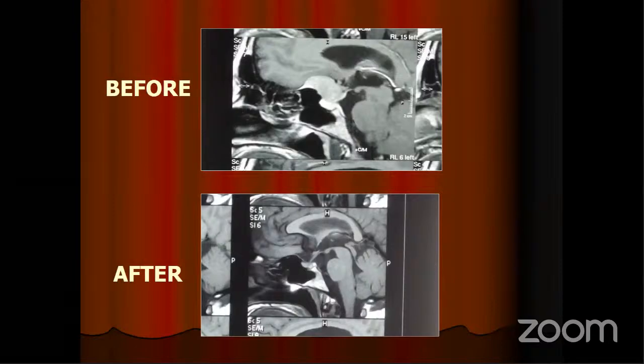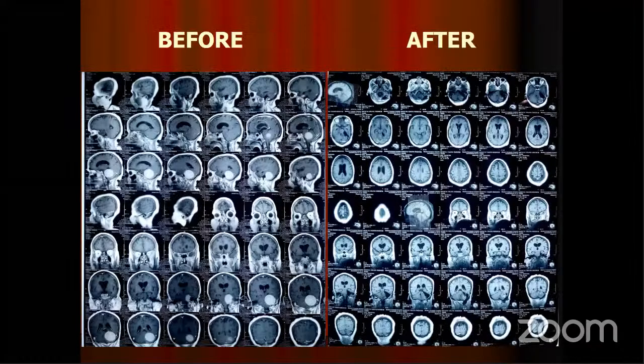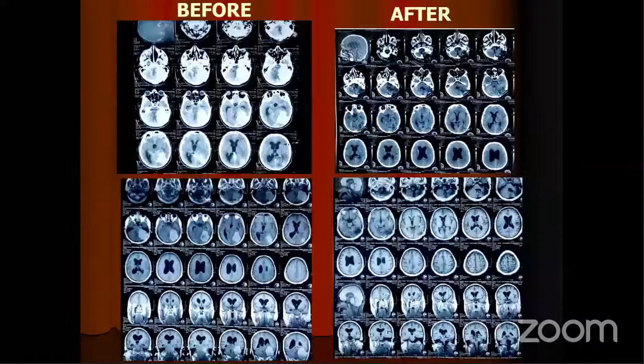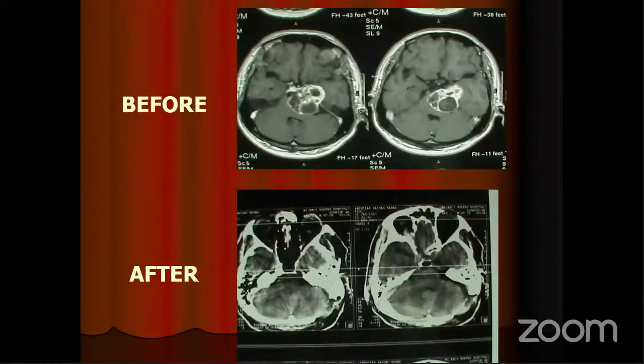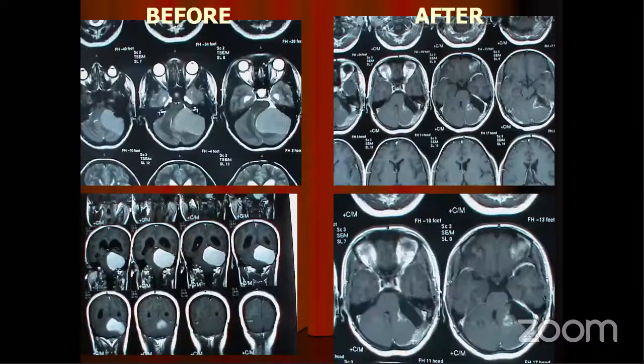The same thing in the posterior fossa, a very large tumor compressing the brainstem, and you see how the brainstem came back to its normal position after surgery. The same thing with the huge, very large tumor, and you can see it post-operative. Same thing also the middle fossa and the posterior fossa tumor, which was taken through the suboccipital retromastoid approach. The same thing, you can see a very large tumor in the posterior fossa, which was dissected, and the post-operative image.